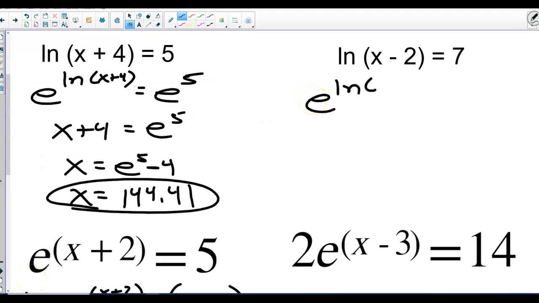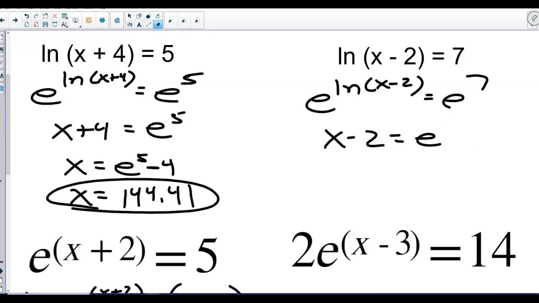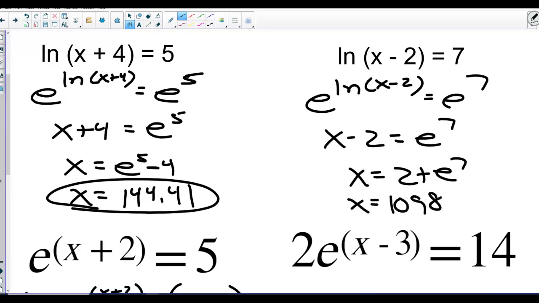E to the ln x minus 2 equals e to the 7. X minus 2 equals e to the 7. And now it's just x equals 2 plus e to the 7th or e to the 7 plus 2. It really does not matter which one you use. Now I need to go to my calculator. And we're going e to the 7 plus 2. And you're going to get some, I don't want to say crazy numbers, but the answer's not going to be 4. Put it that way.